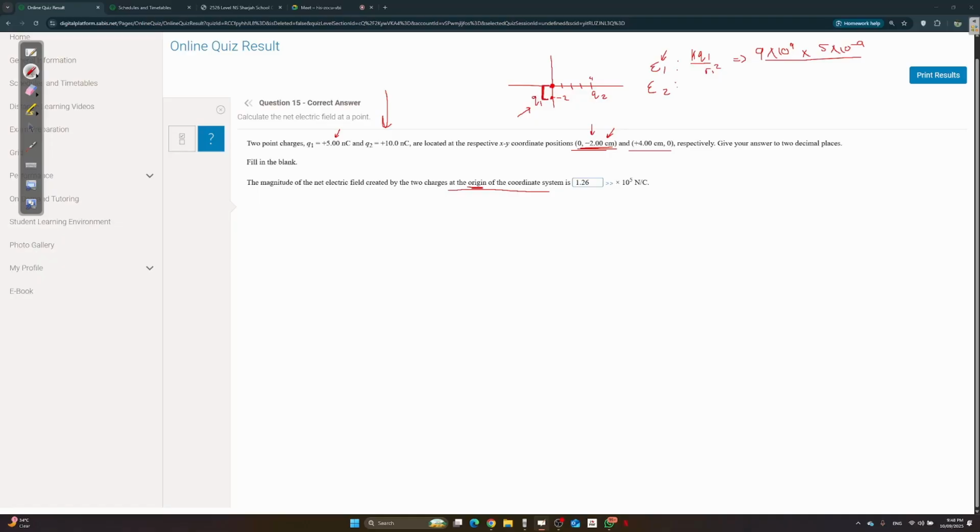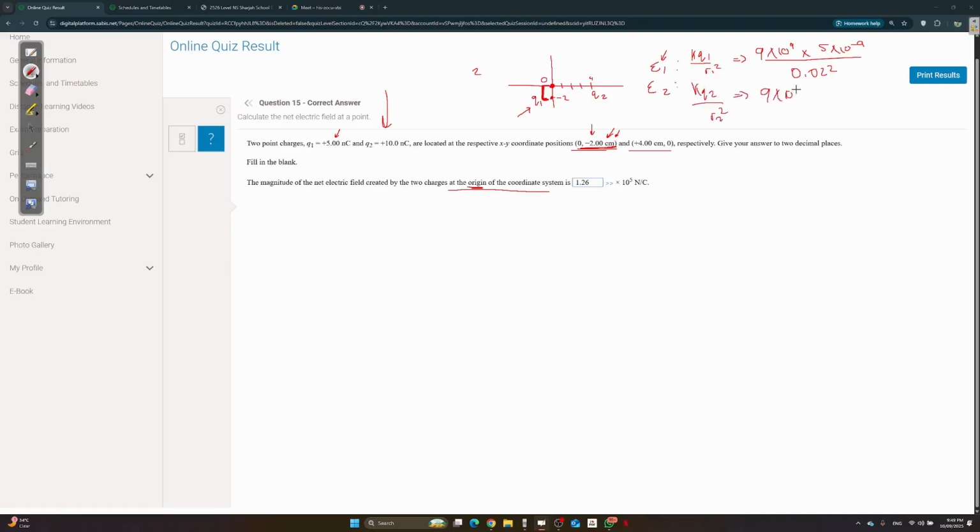What's the distance between Q1 and the origin? What's the distance between these 2 points? Between the origin and minus 2, in the y direction. So you just say the distance is 2. Now, we have it in centimeters. Can we keep this in centimeters? Nope. So 0.02 squared.